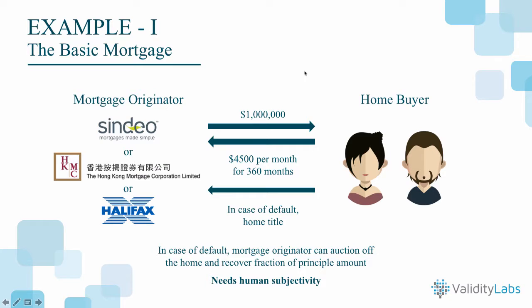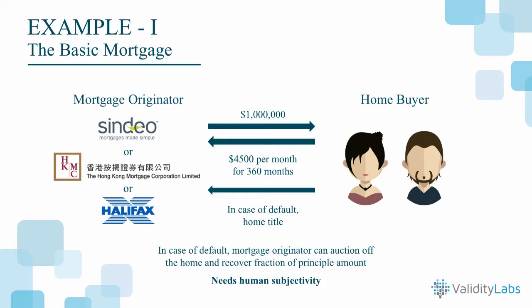In this example slide, we sketch a mortgage with a principal amount of $1 million and monthly payments of $4,500 per month for a period of 30 years. This corresponds to a 3.5% fixed interest rate. Some examples of mortgage companies from across the world are presented. These are Syndeo in the United States, the Hong Kong Mortgage Corporation Limited in Hong Kong, and Halifax in England.